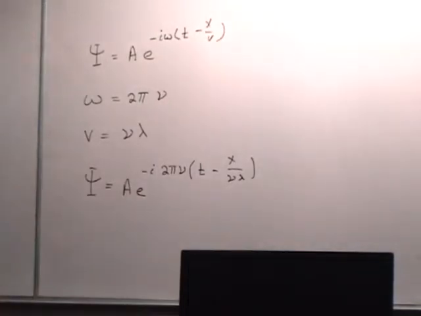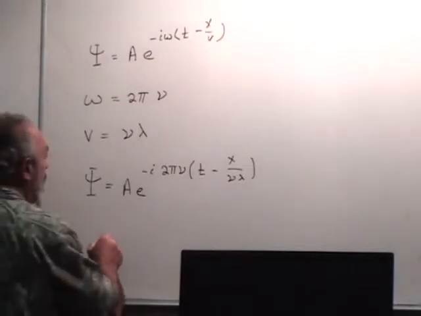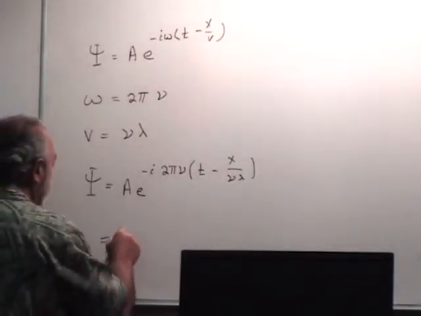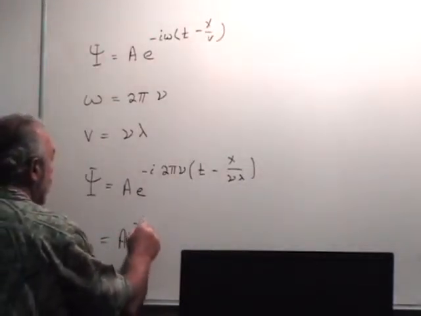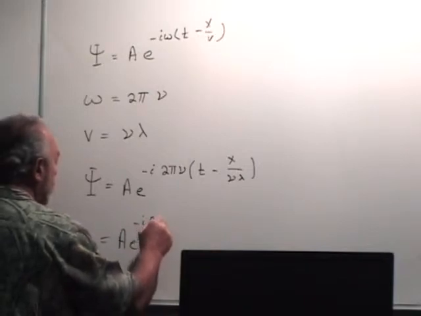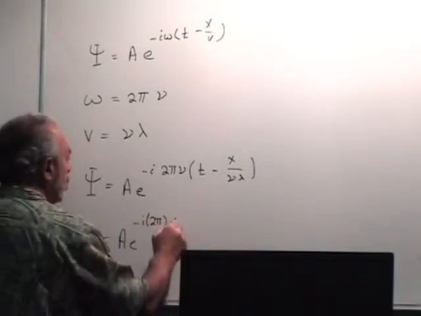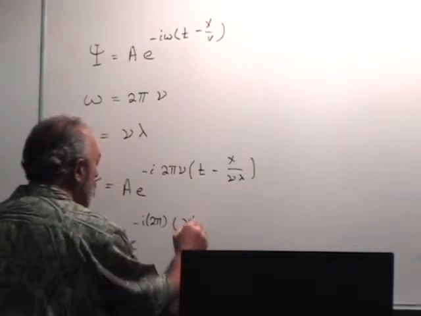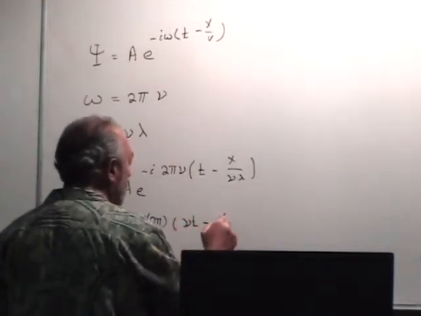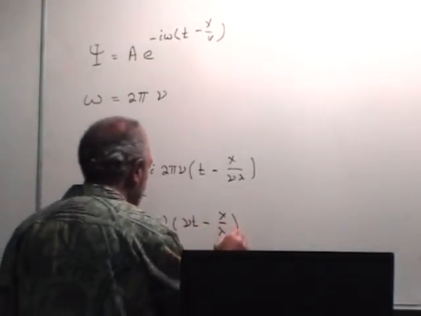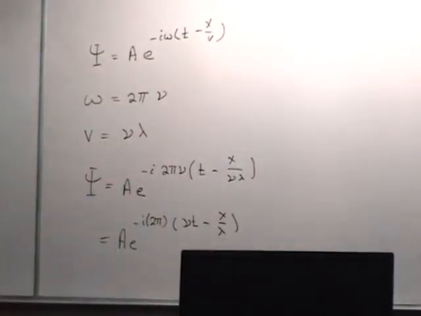If we put the nu in there, then we get A e to the minus i times 2 pi. I'll get rid of that in just a minute. And we have nu times t minus x over lambda. And now this makes us a lot happier.